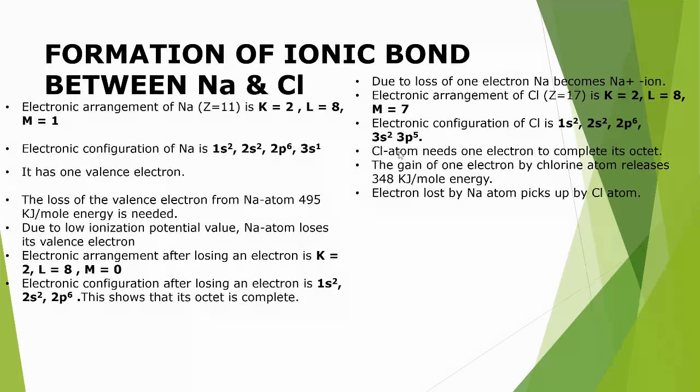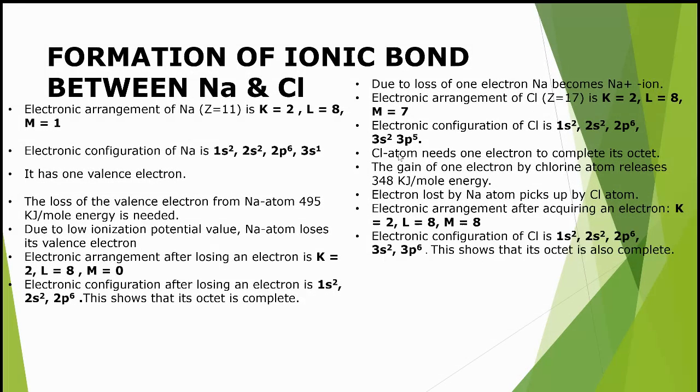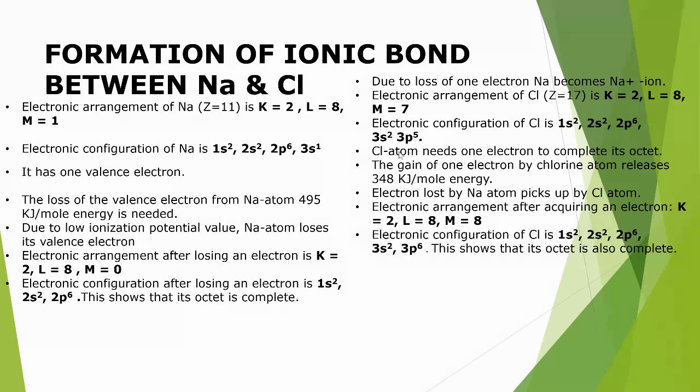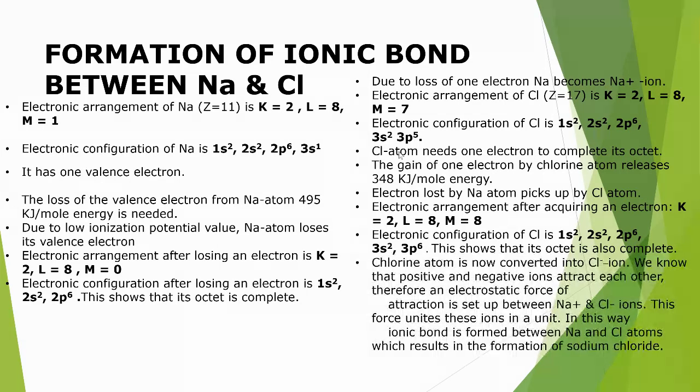The electron lost by the sodium atom is picked up by the chlorine atom. Electronic arrangement after acquiring an electron is K2, L8, and M8. Electronic configuration of chlorine is 1s2, 2s2, 2p6, 3s2, and 3p6. It shows that the octet is also complete. The chlorine atom is now converted into a negatively charged chloride ion.